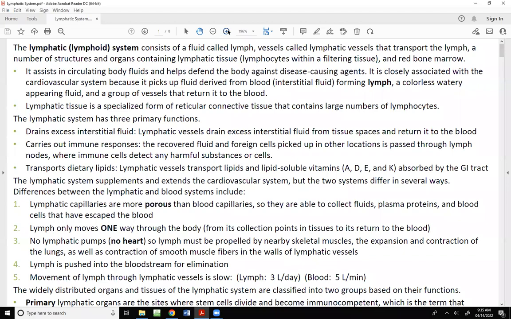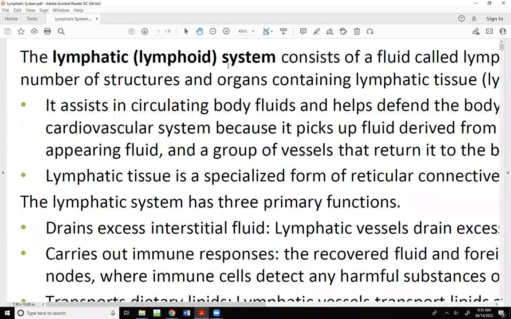And we're talking about the lymphatic or the lymphoid system. Those two terms get used interchangeably. Previously, the textbook publishers had it written up as a lymphatic system, but in this newer edition, they've kind of switched over to calling it the lymphoid system. I'll probably catch myself referring to it as the lymphatic system more often, but just know that those two terms can be used interchangeably.